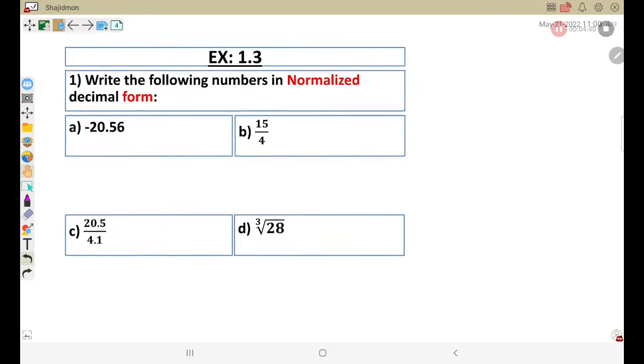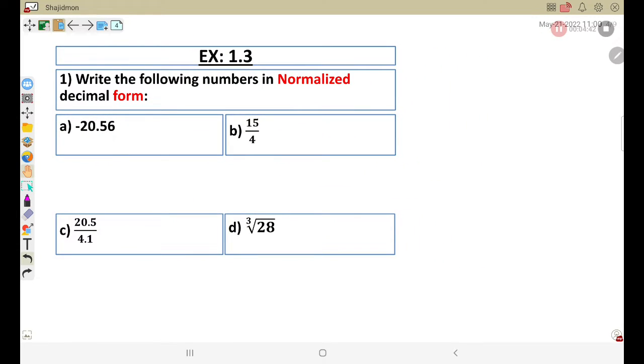Exercise 1.3. First question: write the following numbers in normalized decimal form. In short, we can say normalized form or normalized decimal floating point form. First question, 1a: minus 20.56.